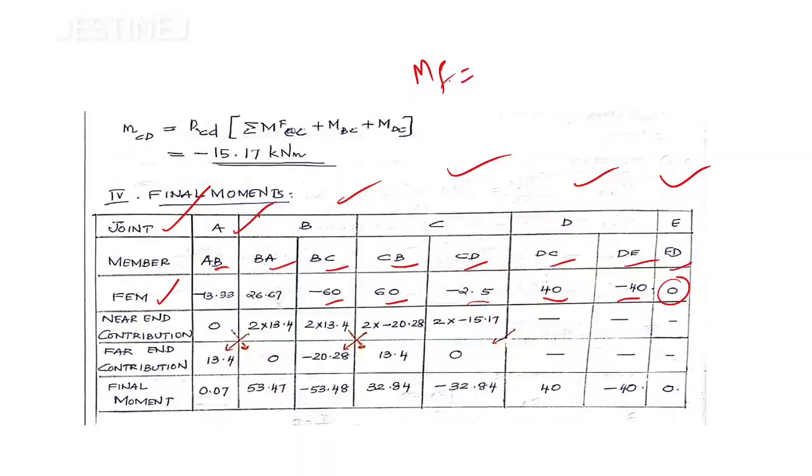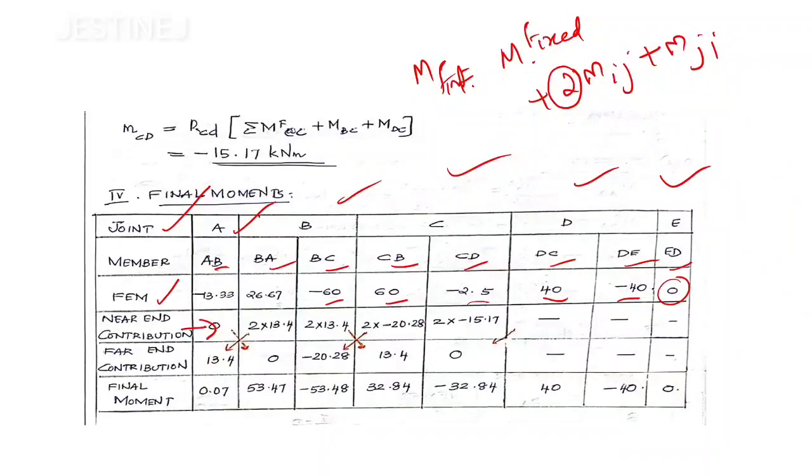So for the near end contributions, the final moment M final is going to be the fixed end moment M fixed plus 2 multiplied by Mij. We already know the Mji far end contribution, so that's why we multiply each value by 2. So 2 multiplied by 13.4, then 2 multiplied by 13.4 again, then the final iteration values we are taking: 2 multiplied by minus 20.28, and 2 multiplied by minus 15.17.